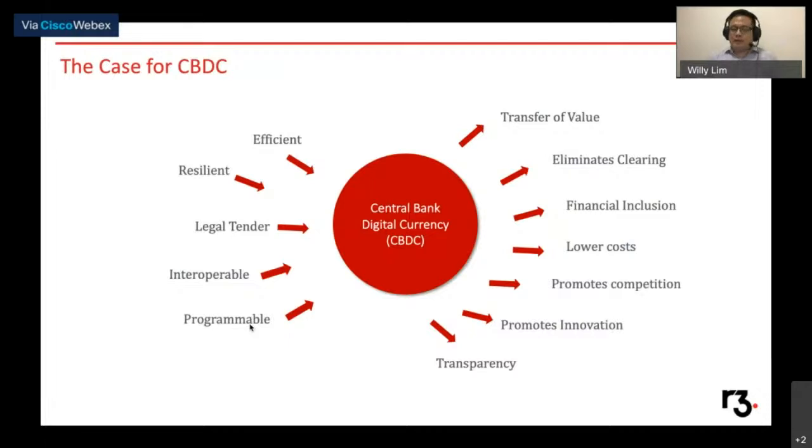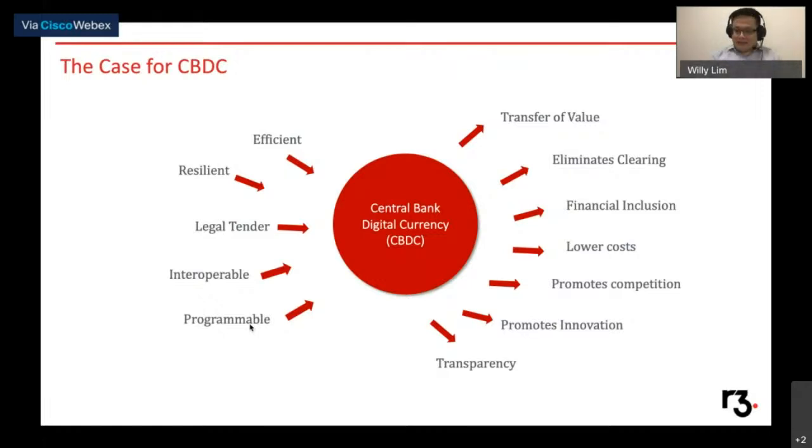Now, for the case for CBDC, let's first understand what the key benefits of a CBDC are. Things around efficiency: it promotes efficiency because it's all in a digital form. Resilient: we have a technology that can now support 24/7. Imagine how it is with cash now. You can just use it anytime, 24/7. Imagine you can do that on a digital platform.